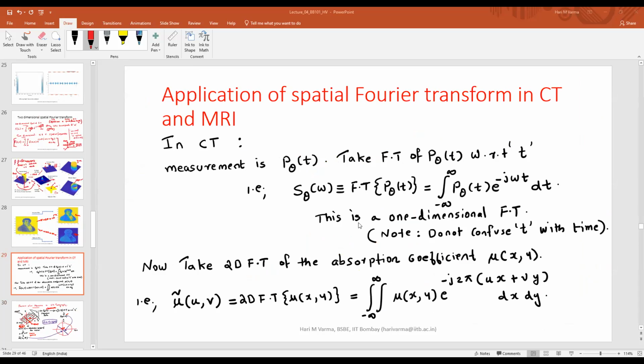Now we are going to look at the application of the spatial Fourier transforms, basically in MRI and computed tomography. So if you look at this application in computed tomography, we have already seen that.